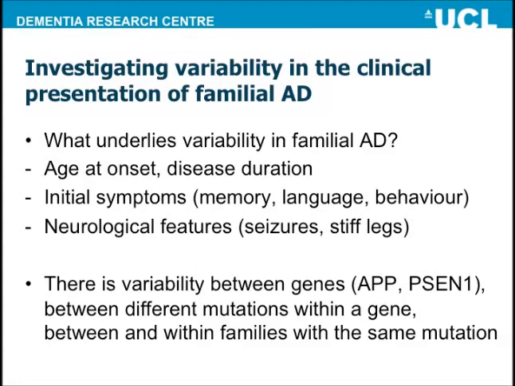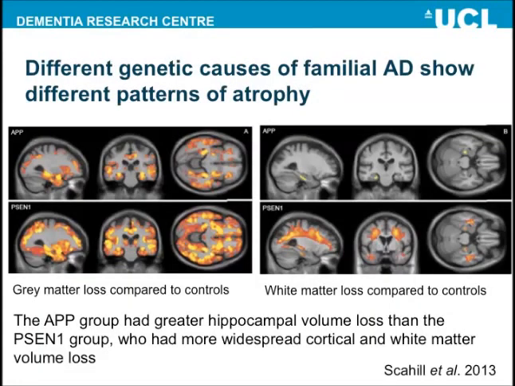And we see variability between the different genes that cause Alzheimer's disease, the 2 commonest being APP and presenilin 1. We see variability between different mutations within these genes. And we even see variability between, and even within, some families with the same mutation. So imaging can sometimes provide insights into possible sources of this variability.